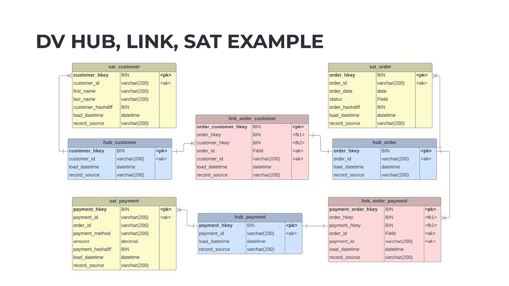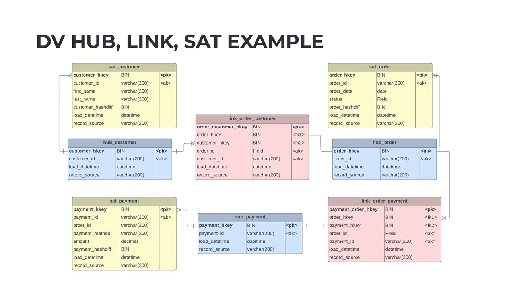When the customer walks in, the hub customer will add that customer ID if he hasn't walked into the store before. He makes an order, and the order ID will be in the hub order. He actually pays, and the payment ID will go into the hub payment. Any extra info about any of those keys will go in the satellite. For example, in satellite customer, you have a customer hash key that matches the customer hash key in the hub.